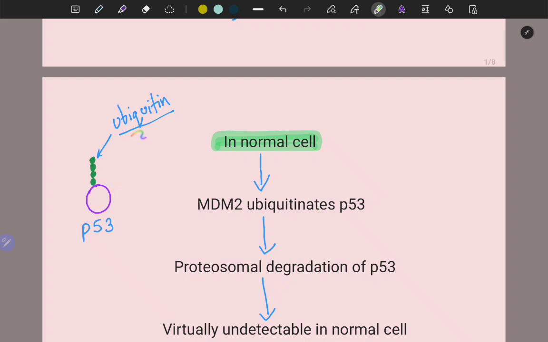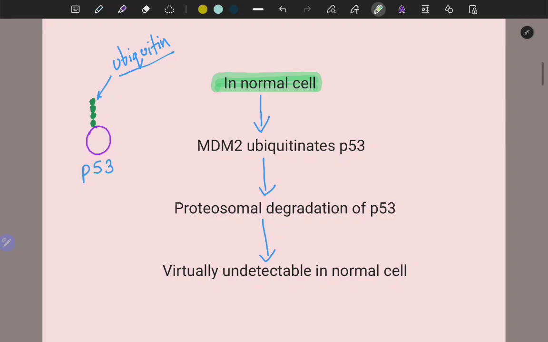Ubiquitination means adding ubiquitin protein to that structure, and if ubiquitin is added to that protein structure, the proteasome, another protein, recognizes this ubiquitin-tagged protein and helps in degradation of that protein. So basically, MDM2 ubiquitinates P53 means MDM2 causes ubiquitin to be added to P53 protein, and once the proteasome recognizes this ubiquitin-tagged P53, it causes degradation of P53. So virtually in a normal cell, P53 is undetectable.